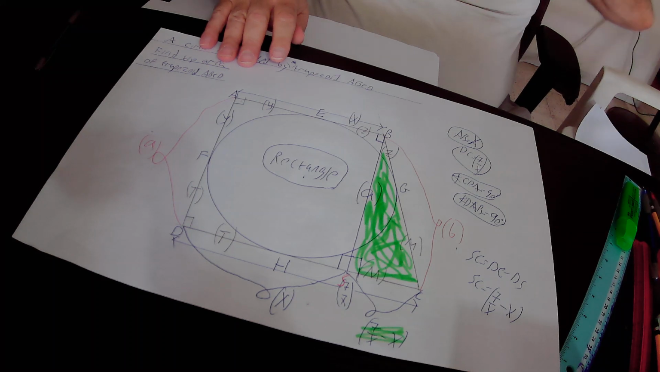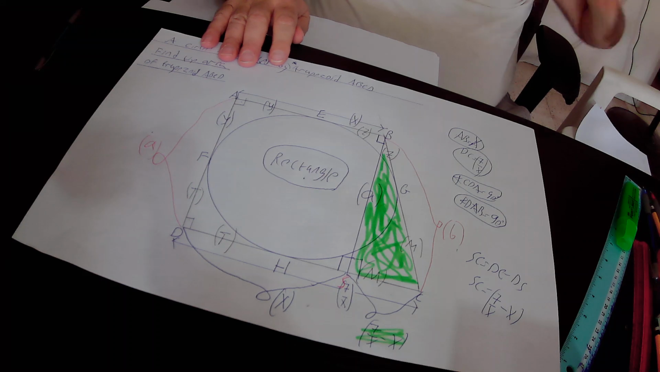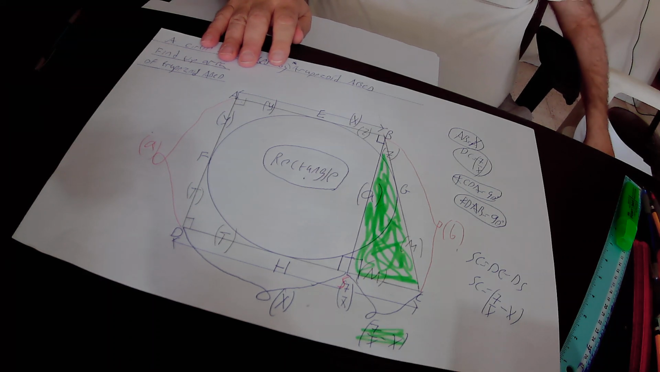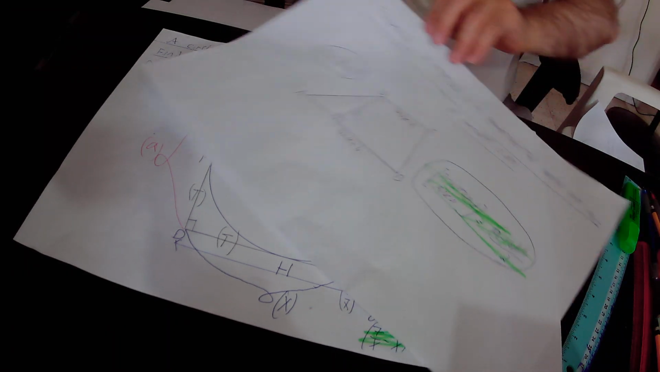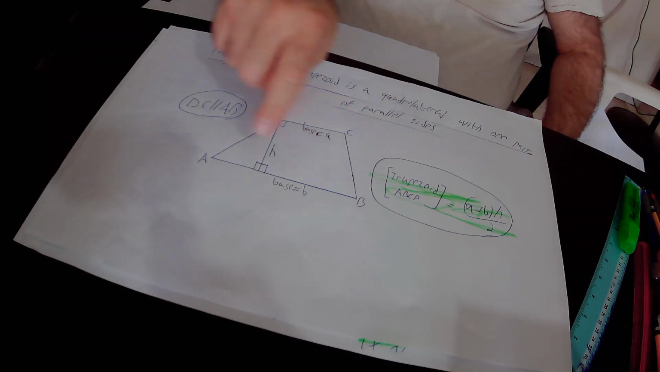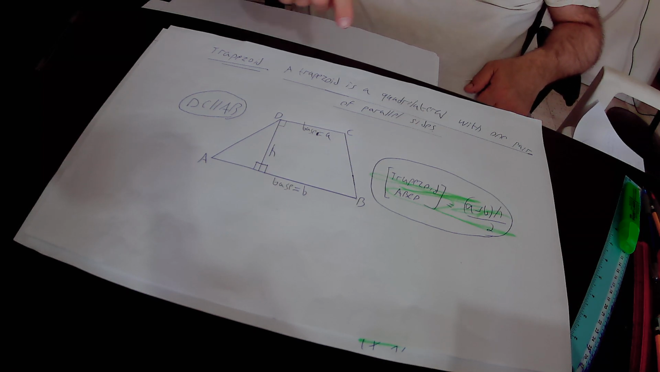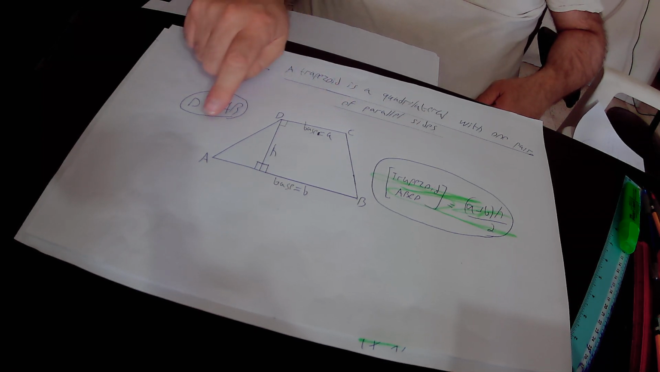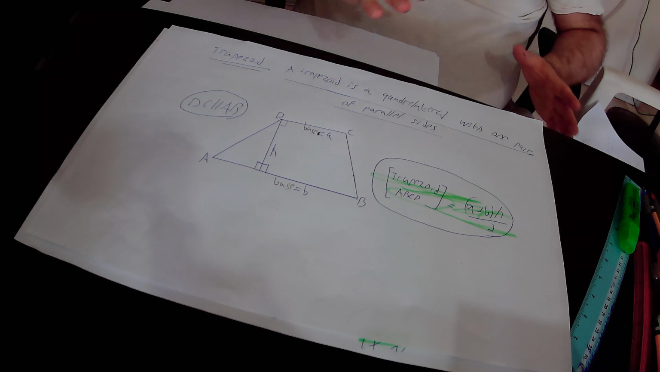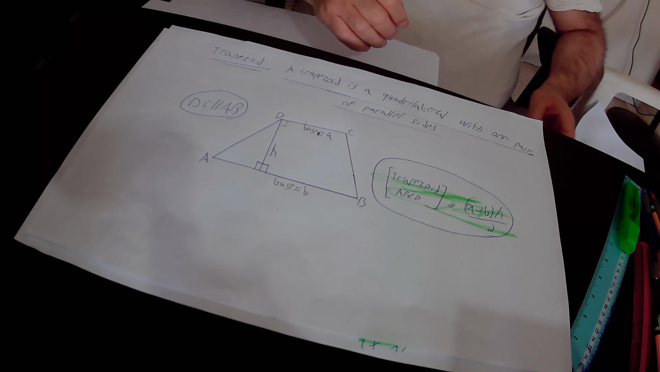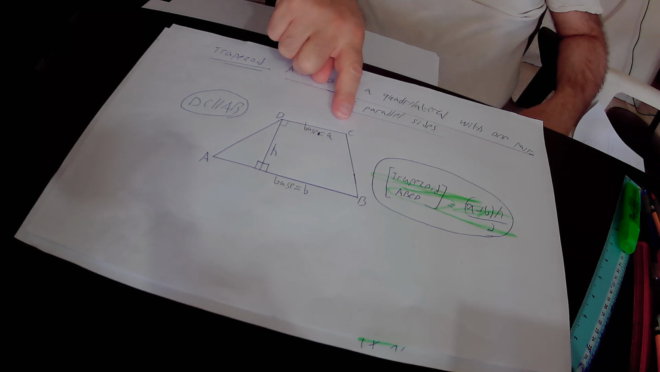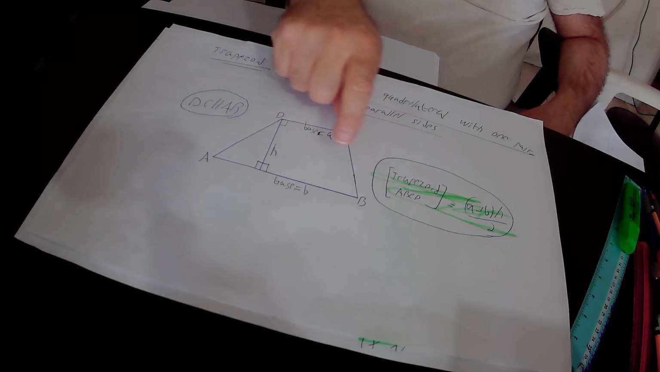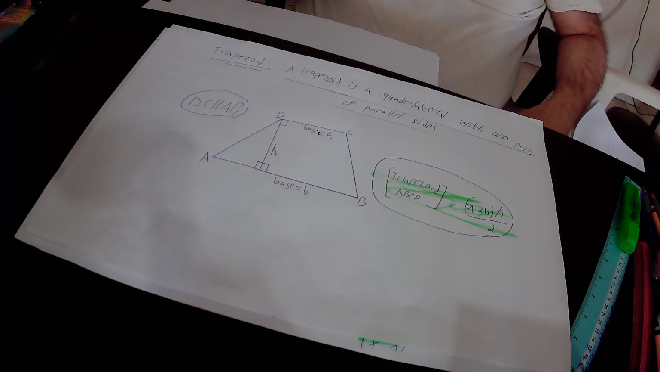So, what is a trapezoid? A trapezoid is a quadrilateral with one pair of parallel sides. So here we have trapezoid ABCD. Side DC is parallel to the opposite side AB. The two parallel sides are defined as the bases of the trapezoid. So DC is the first base and AB is the second base of this trapezoid ABCD.